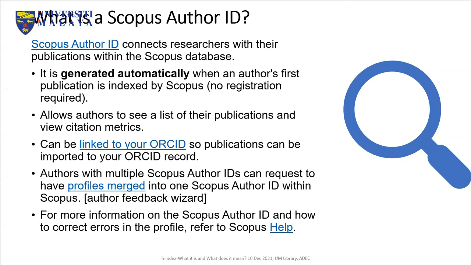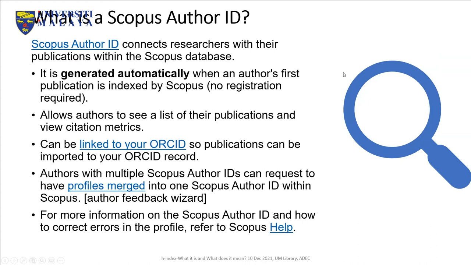It allows authors to see a list of their publications and view citation metrics. This is the same as ResearcherID, okay? Also, an author with multiple Scopus IDs can request to have the profiles merged. In fact, now the same function is also available in Web of Science. You can also apply for a profile merge in Web of Science itself, okay? For more information, always refer to Scopus itself, okay? So this is Scopus ID.